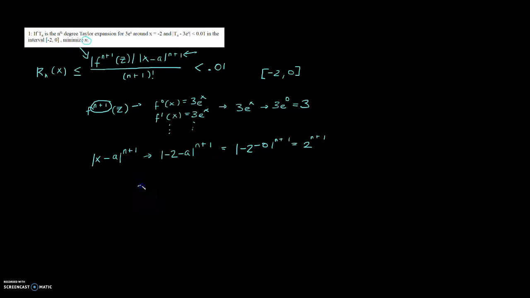Now let's bring this all together. 3 times 2 to the n plus 1 over n plus 1 factorial is less than 0.01. Now if you plug into your calculator, you can get the minimum value of n, which should be 8.